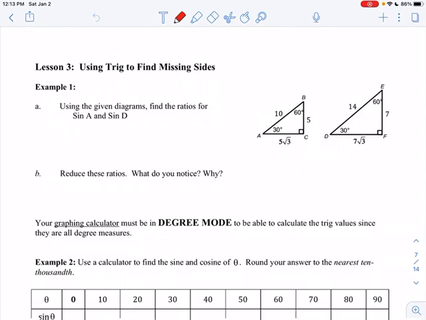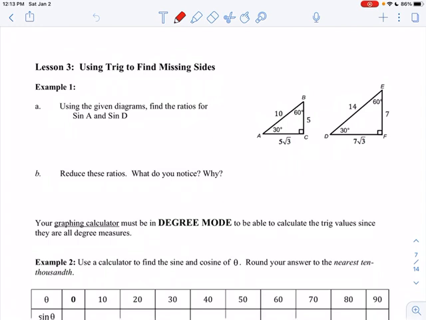Hi, this is Unit 6, Lesson 3, and today we're going to use trig ratios to find missing sides of a triangle. In the first example, I have triangle ABC on the left and triangle DEF on the right. The angles in both triangles are 30, 60, and 90. Their angles are congruent, which means they're similar to each other. Remember, that was one way to prove triangles were similar, by angle.